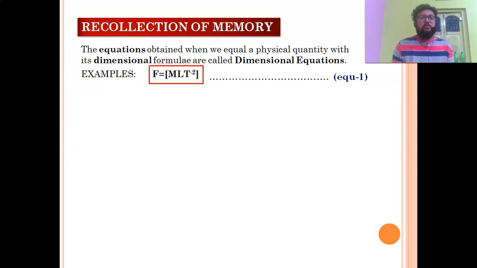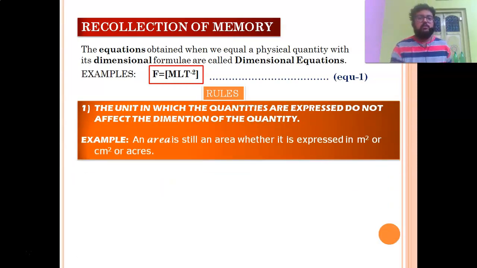The equation obtained when we equate a physical quantity with its dimensional formula is called a dimensional equation. For example, F is equal to MLT to the power minus 2. It is the dimensional equation of force. Now, there are two important rules that we should recollect first before going beyond.